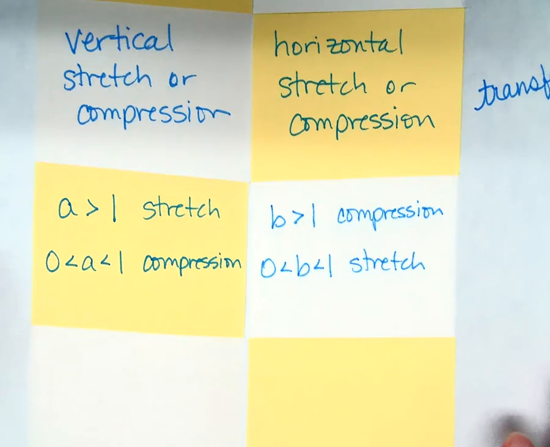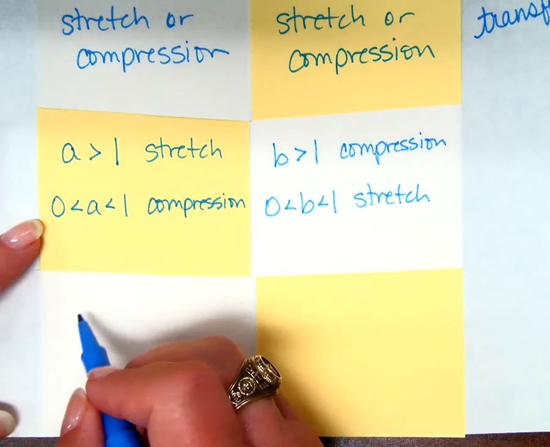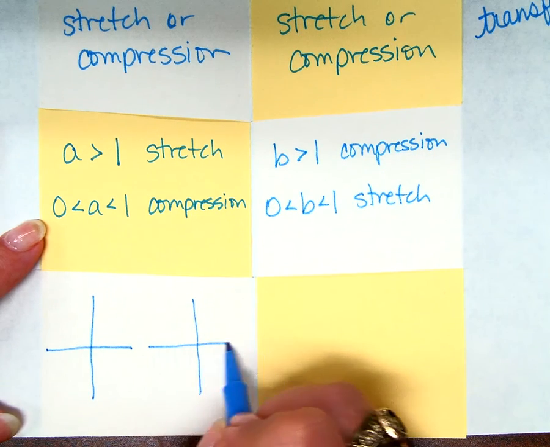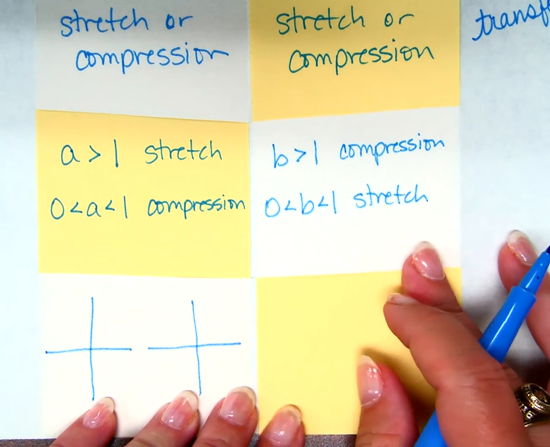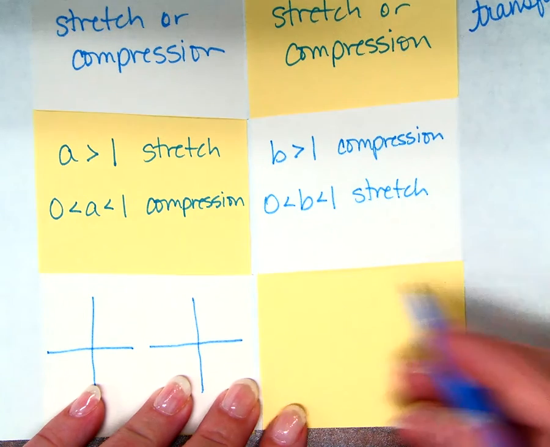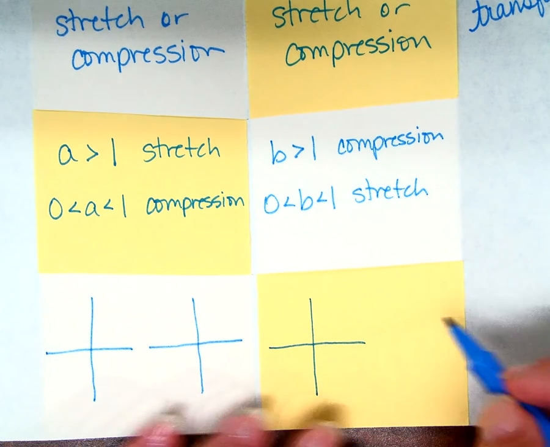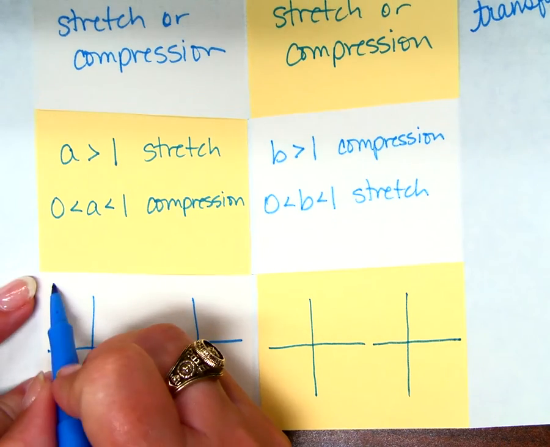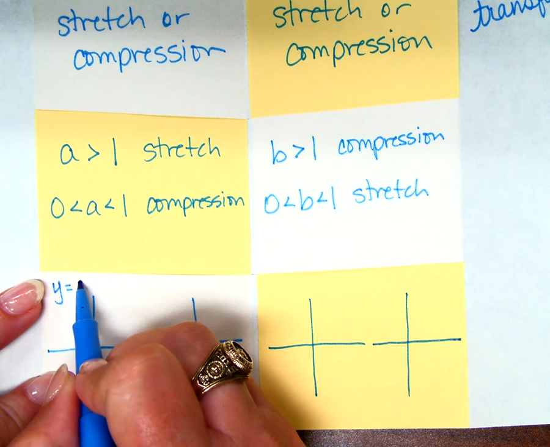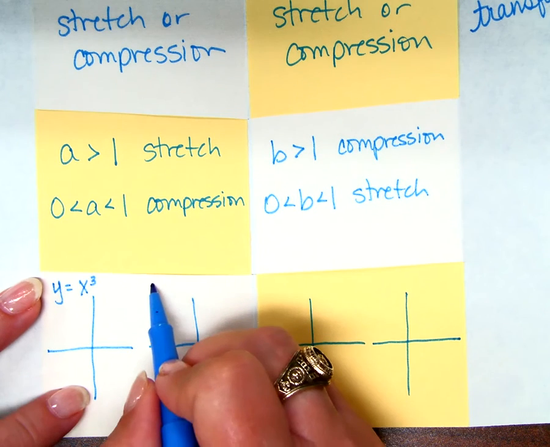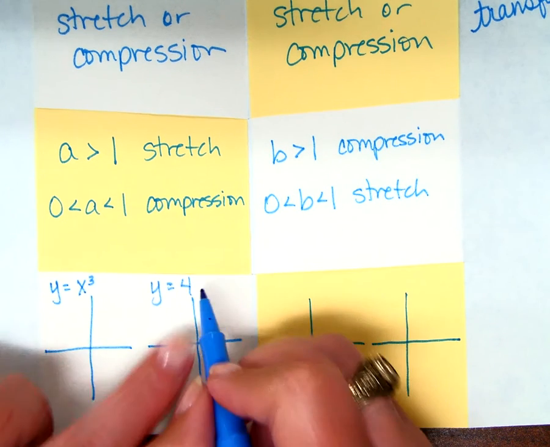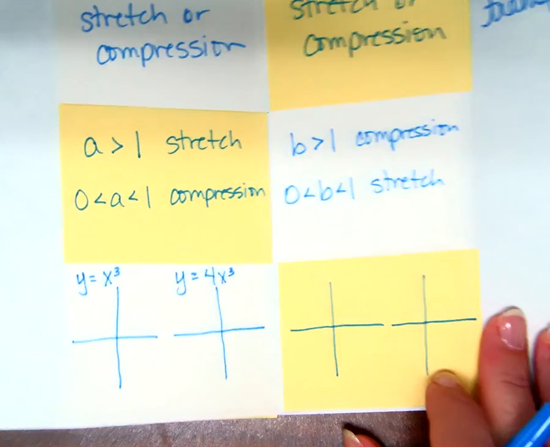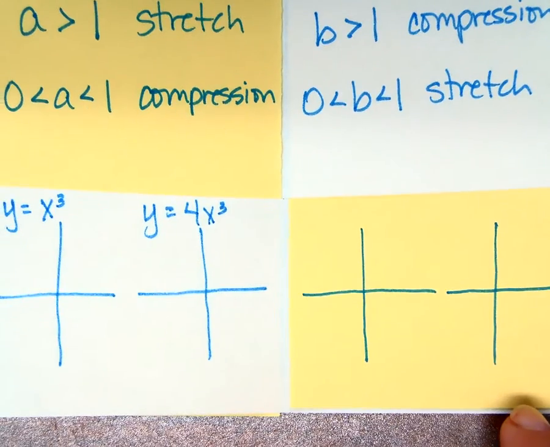Guess what we're drawing in the last sections? For this first one, let's use y equals x to the third. So let's use y equals 4x to the third for that one. I'll zoom in so you can see these better. The graphs are kind of hard to see.